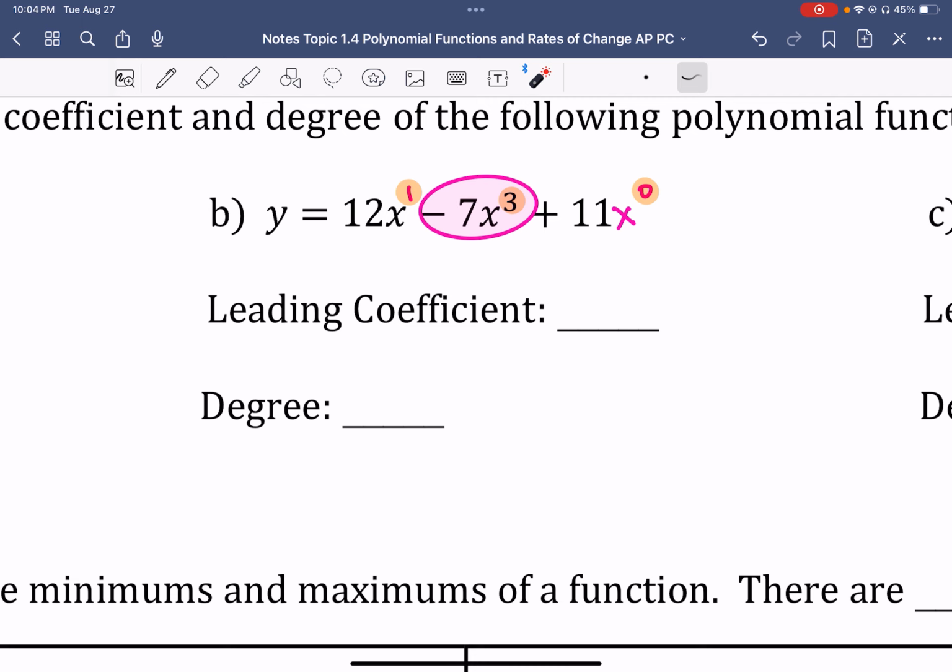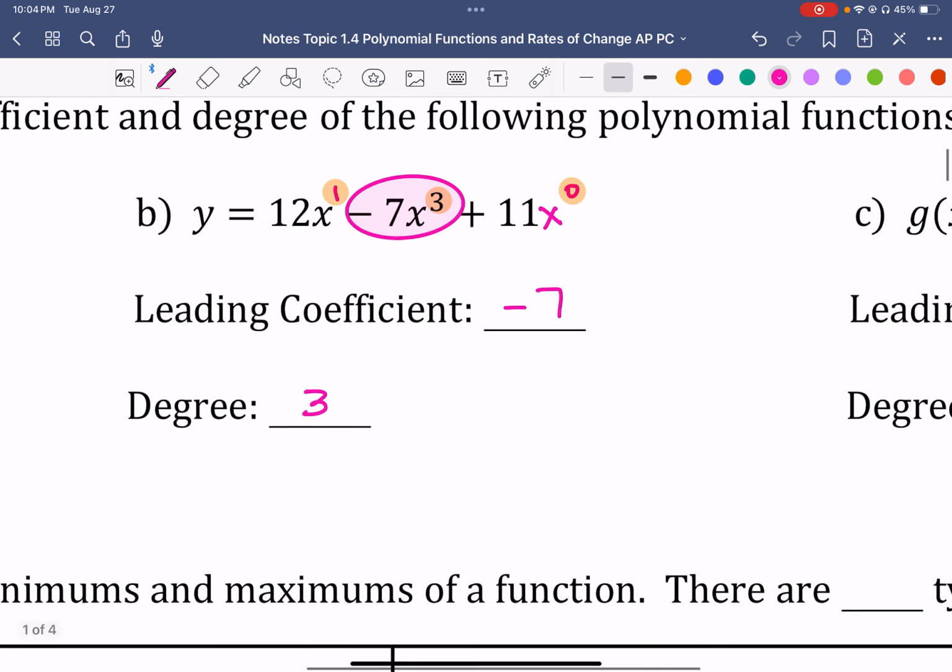You're going to want to do that. The leading term will not always be the one in the very front. It might be somewhere in the middle. And if it is in the middle, you need to take the sign in front of that coefficient with you, because that's going to be important. Okay, so the leading term is negative 7x cubed. The leading coefficient is negative 7, and the degree is 3.